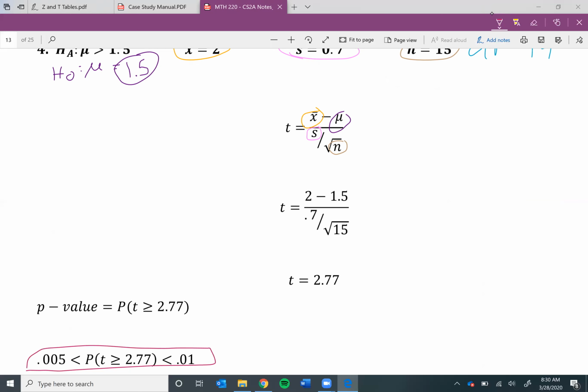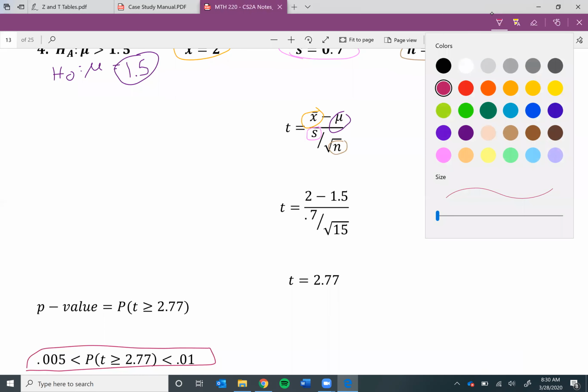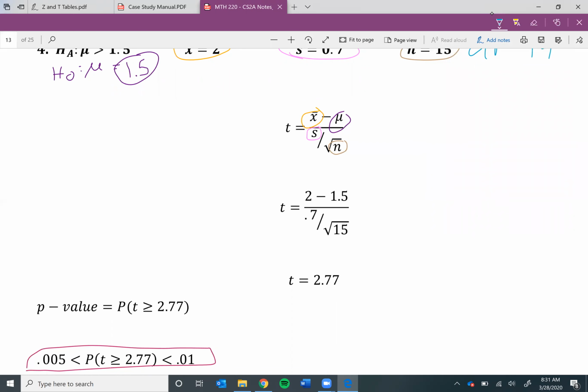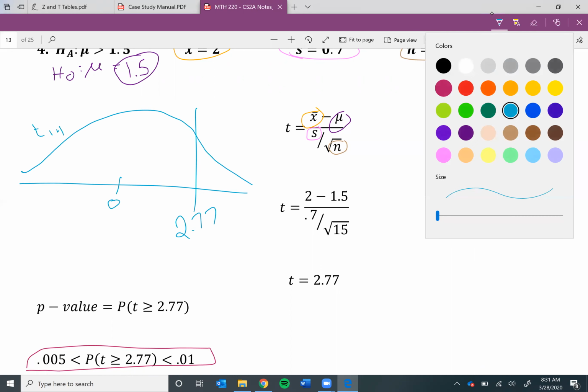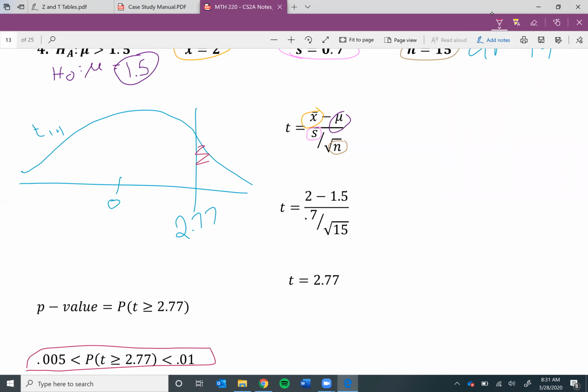Okay, and you could have also drawn a picture for this problem as well. Anytime before you go to the Z or the T table, you can draw a picture. Okay, this was T14. 0 is in the middle. And we were looking up here at 2.77. And then this shaded region is what's going to be our p-value down here.